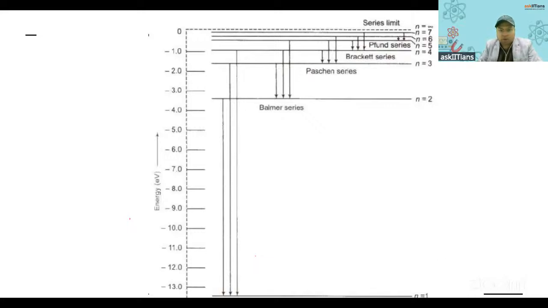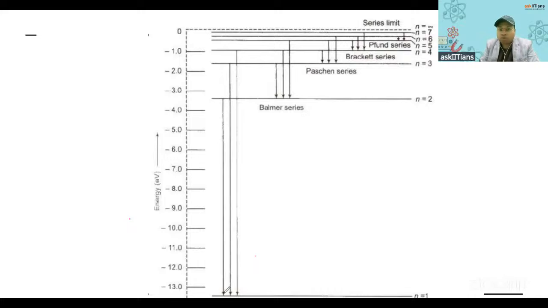So this is which series? This is the Lyman series, right? This is the hydrogen energy levels we have. This is the first energy level, the ground state of hydrogen. What energy does it have? It is having minus 13.6 electron volt, right?